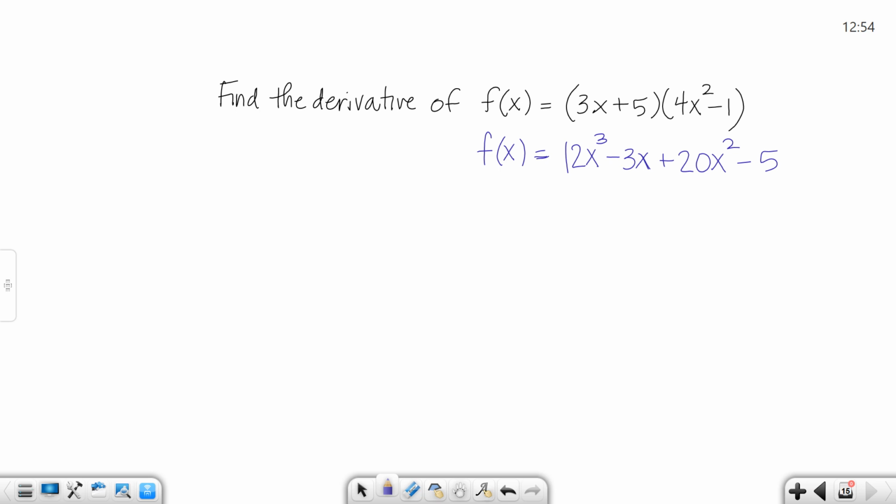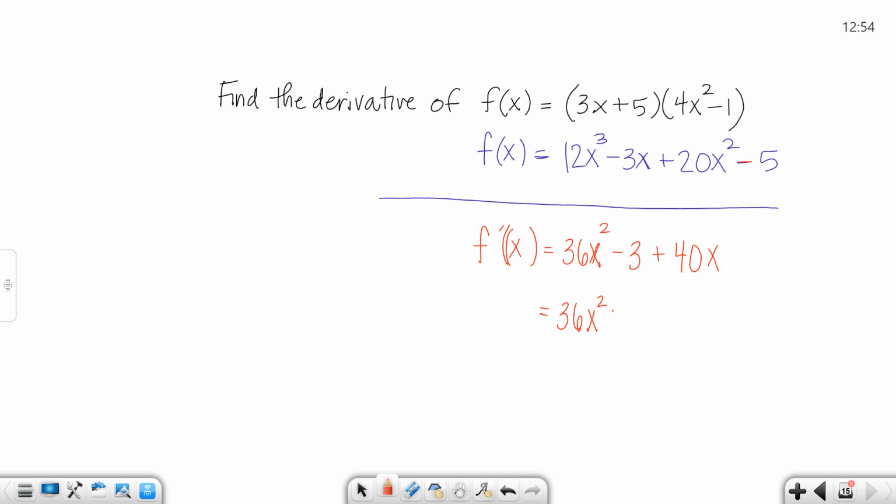Now, that's algebra. I haven't done any calculus yet. All I did was simplify it algebraically. So now you're ready for the calculus step. So you're going to get 36x squared minus 3 plus 40x minus 0, because remember the derivative of 5 is a constant, so it's just 0. And so your answer for this one is 36x squared plus 40x minus 3. And that's how it would look.